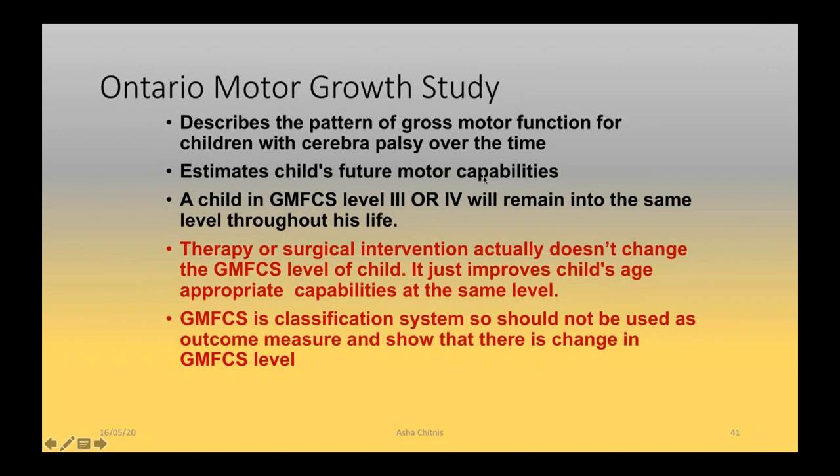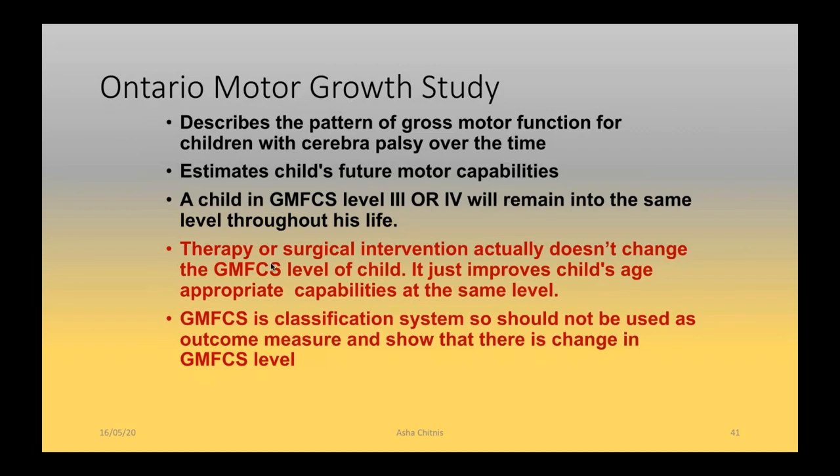It estimates the child's future. Also, a child in GMFCS level 1, 3, or 4 will remain in the same level throughout his life or go down. Guys, one more point to understand. Any kind of therapy you do, you may do Botox, you may do intrathecal baclofen pumps, you may do surgical interventions. They may get him a better quality of life. But the parents ask me, oh, now he's operated, he's going to walk independently. The answer is no.